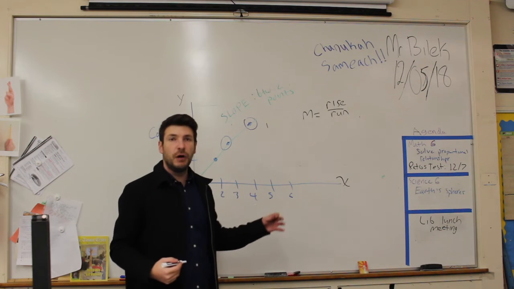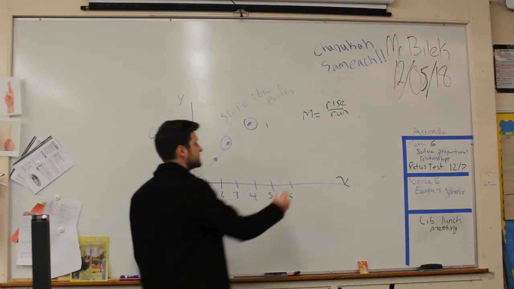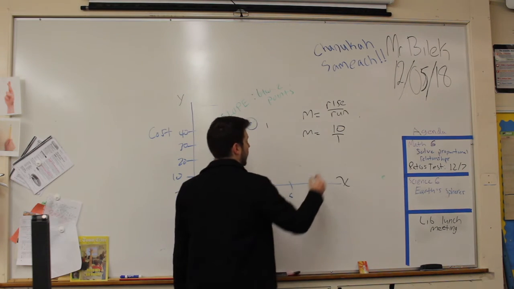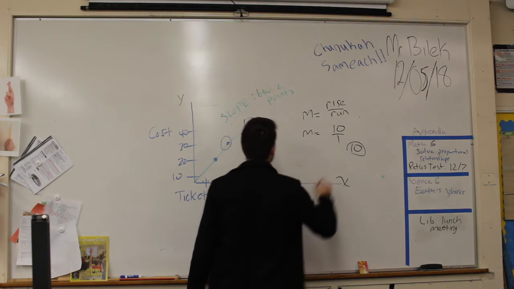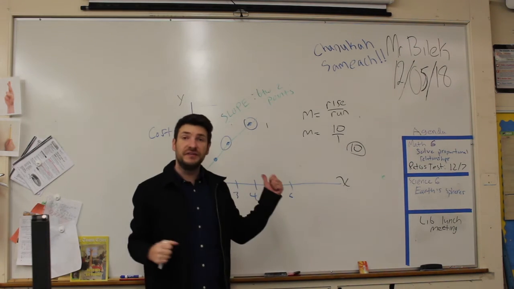So if you want to write the slope, you're going to write how much are you going up and how much are you going over. We're going up 10 each time. The slope equals up 10 and over 1. Our slope is 10. This is the steepness of a line with 10 on this graph.